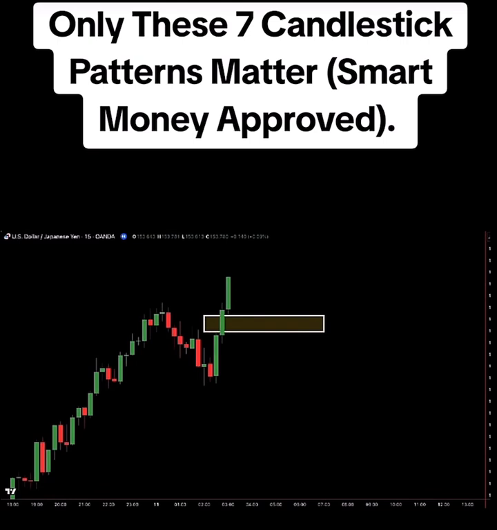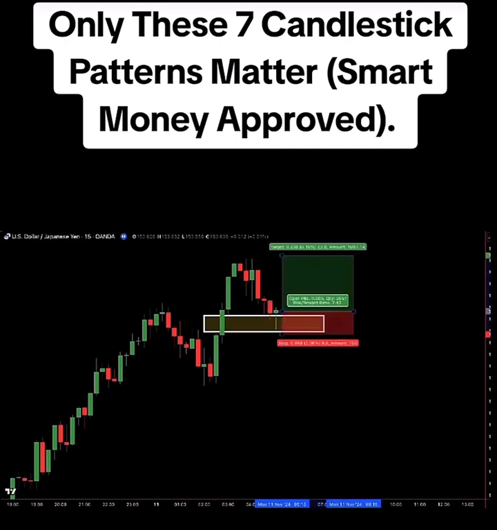So what do we do? We mark that zone and we wait for price to come back to it. Look what happens next. Price pulls back into the zone and gets rejected. That rejection tells us the market respects the level. That's our signal. We place our entry at the close of the rejection candle. Stop loss, just below the zone. Target, the next logical resistance level. And watch how it plays out. The market takes off exactly as expected.